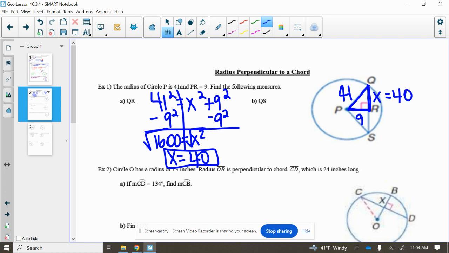Well, one of our theorems on the last page said that if we have this right angle happening from our center to that chord, right, we know that that chord is getting bisected. So if we then want the measure all the way from Q to S, we know that that's going to actually be 80 because both pieces, Q to R and R to S, are 40. So the whole chord would have to be 80.